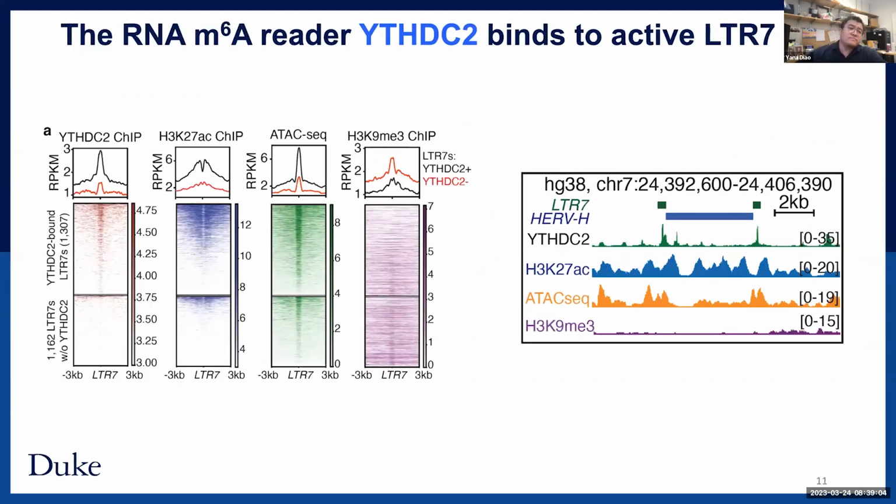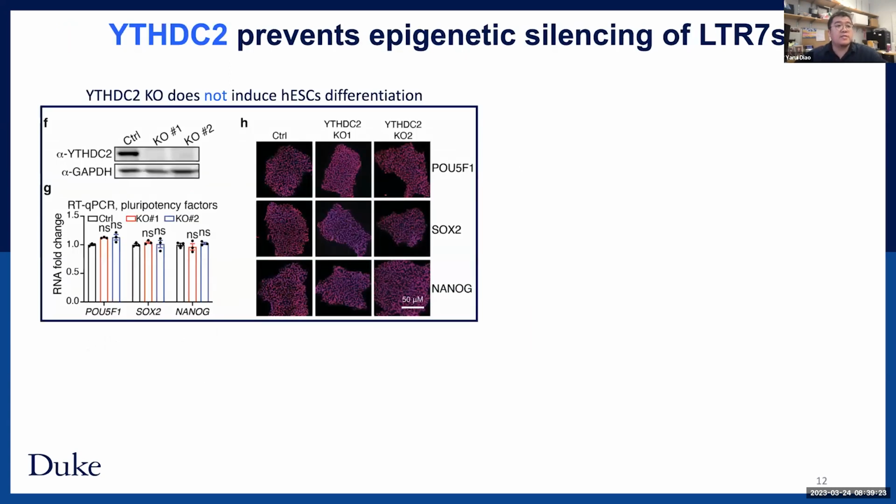So he did a ChIP-seq experiment and found that the RNA m6A reader YTHDC2 is indeed enriched on the LTR7 sequences. Interestingly, the binding of YTHDC2 is highly specific for the active LTR7 sequences. Next, Tongyu knocked out YTHDC2 in human embryonic stem cells, and he picked 2 clones, and we found a very consistent phenotype, which is that the deletion of YTHDC2 does not induce human ES cell differentiation.